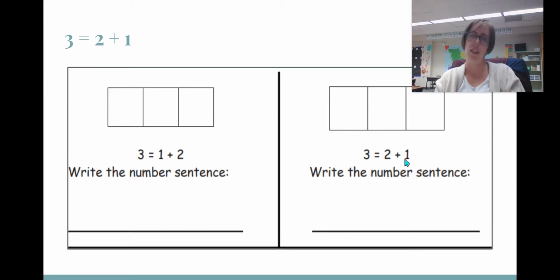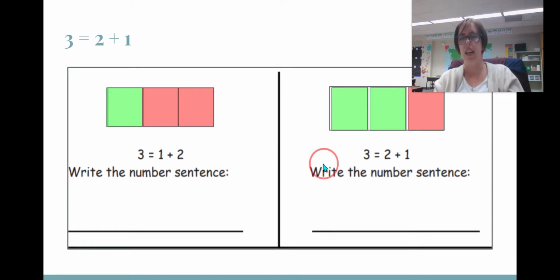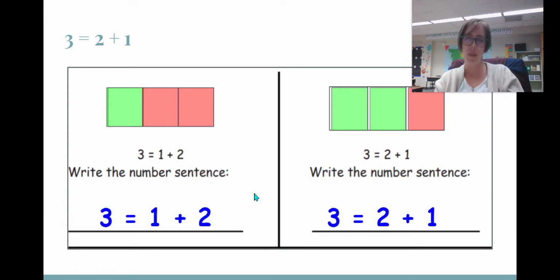We just started this. It's brand new, but the kids are going to become responsible for being able to depict that visually. So if it's 1 plus 2, then I color 1 and then I color 2 a different color. Versus if it's 2 plus 1, I color 2 and then I color that 1 a different color. And then after that, they are responsible for writing the number sentence. As you can see, it's right here.